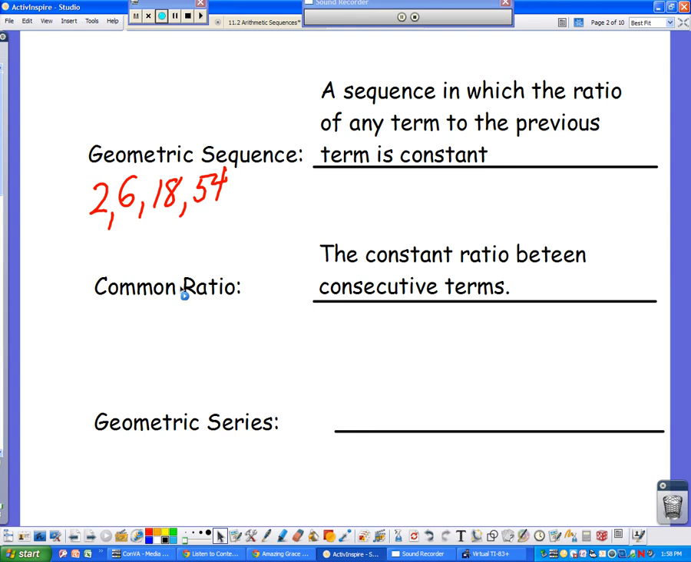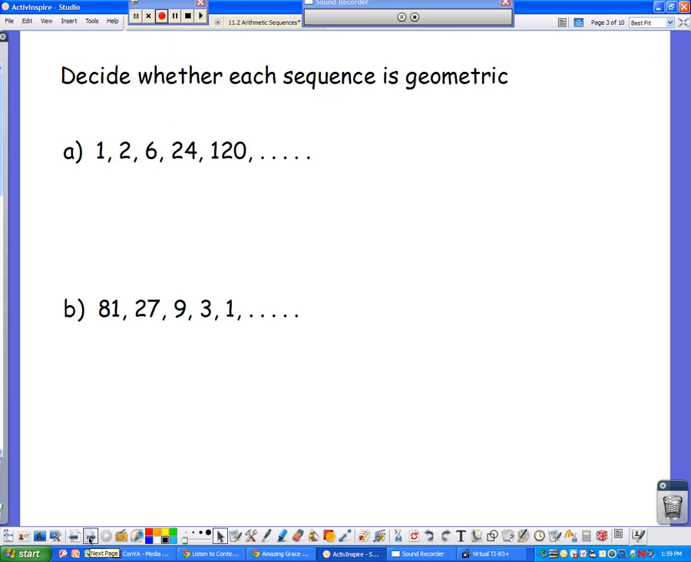And a geometric series is just, remember what a series is, you take that summation, or you take that sequence, and you just add it up. That's it. You just add them up, okay? All right. So in these first few examples, we just want to decide, is it a geometric sequence?